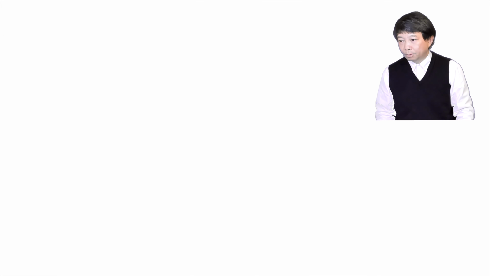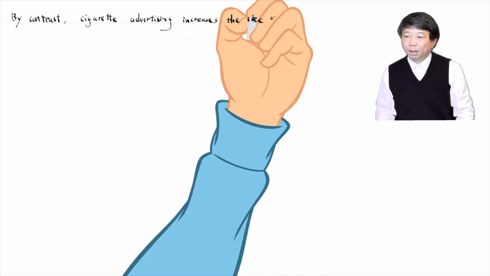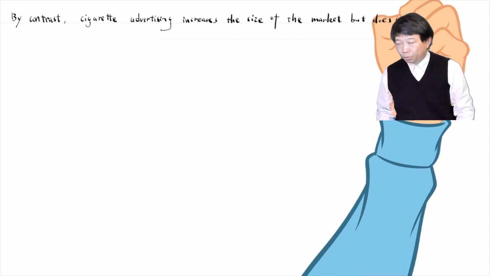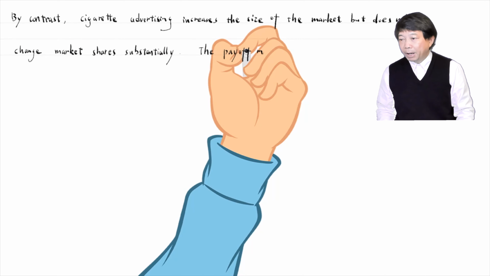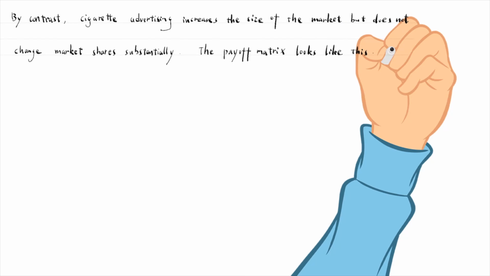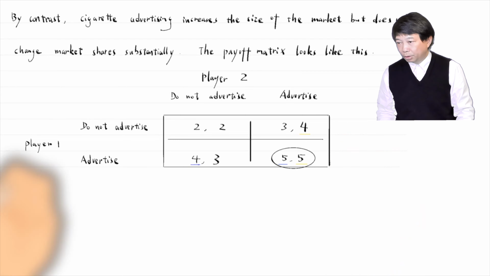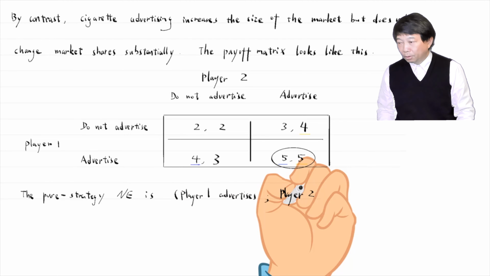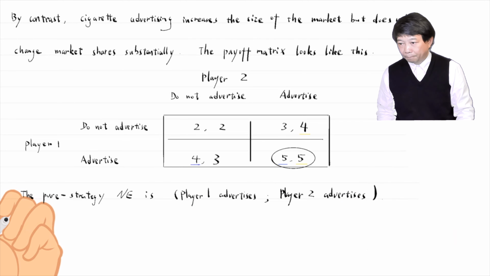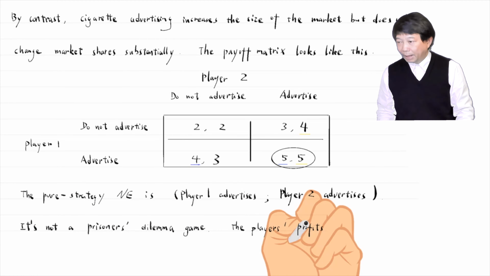By contrast, cigarette advertising increases the size of the market but does not change market shares substantially, according to the application. The payoff matrix looks like this. The pure strategy Nash equilibrium is that both players advertise. It is not a prisoner's dilemma game. The players' profits are already maximized at the Nash equilibrium.